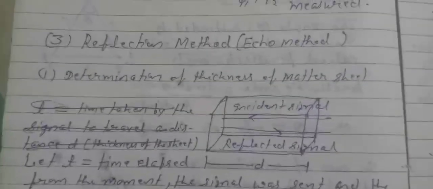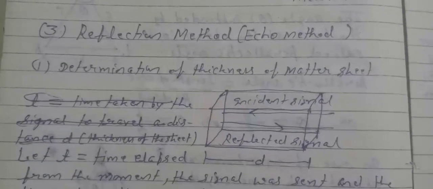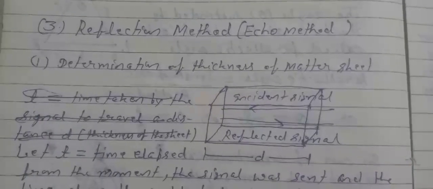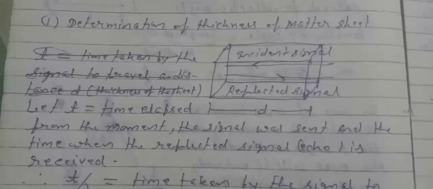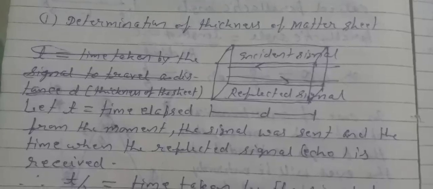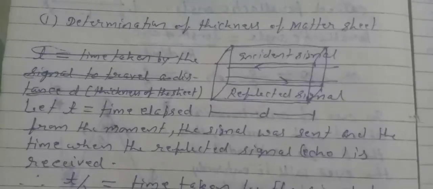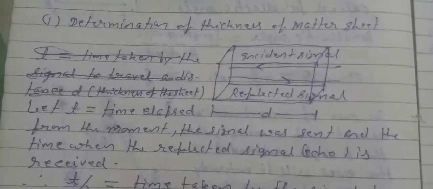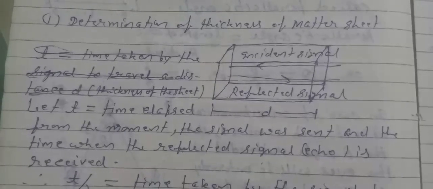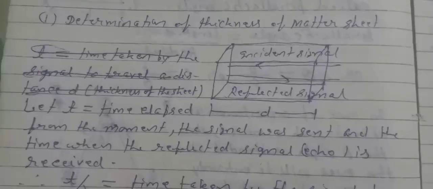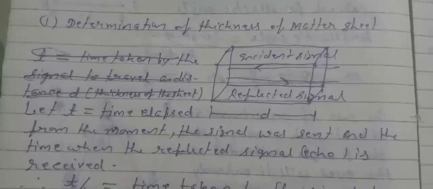Third, reflection method, echo method. First one, determination of the thickness of a metal sheet. In this method, we send a signal into the metal, which after reflection comes out, and we note the time taken in going to and returning to the point, and then we calculate the thickness of the metal sheet.